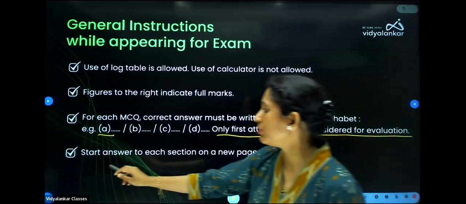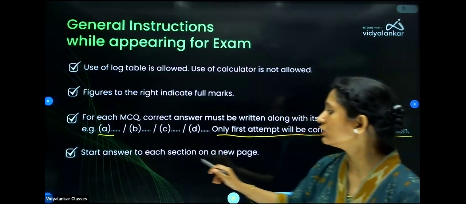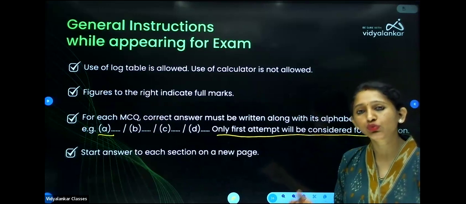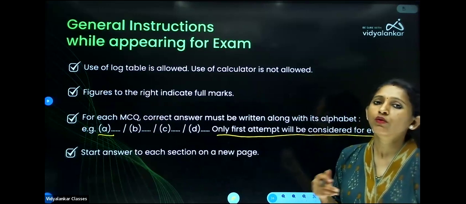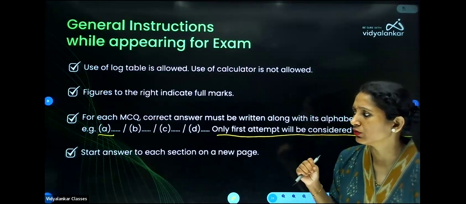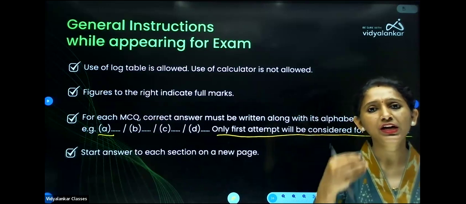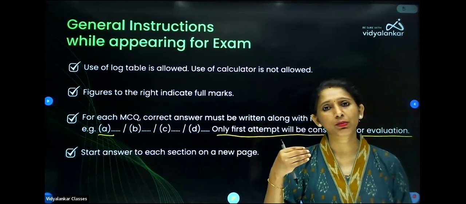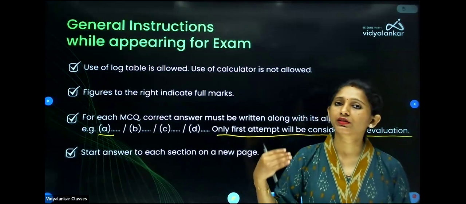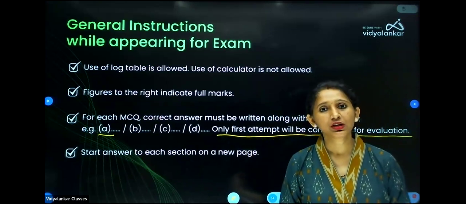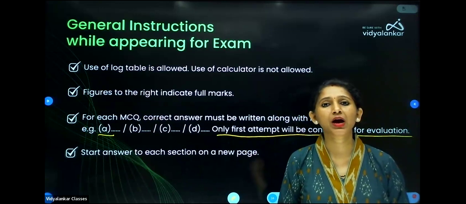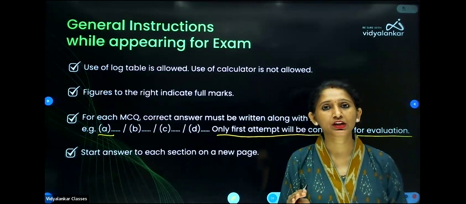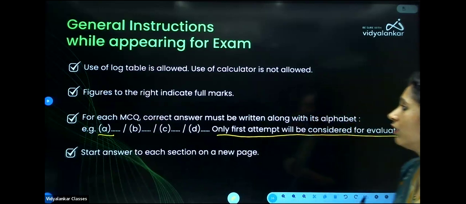And always remember to start the answer to each section on a new page. Whenever you start writing a new section, go with a new page. One more thing I would like to add is that you should always write your paper section wise. First you write section A. When you complete section A, go for section B, then section C, then section D. This helps the examiner to check your paper properly. So please try to write your paper section wise.